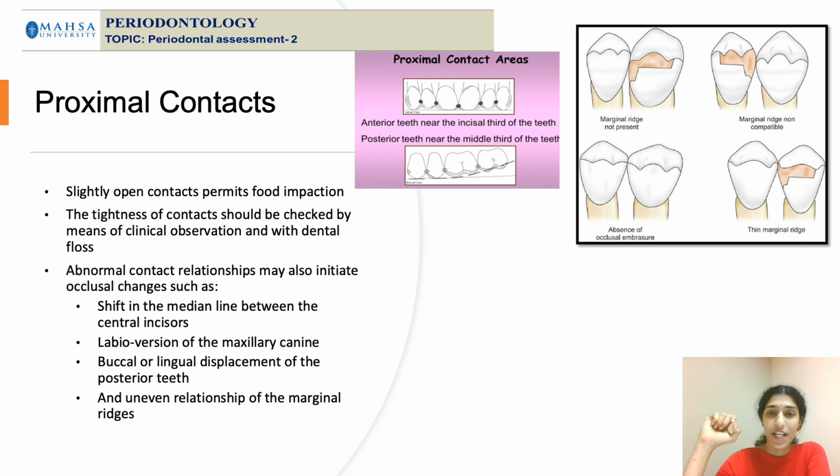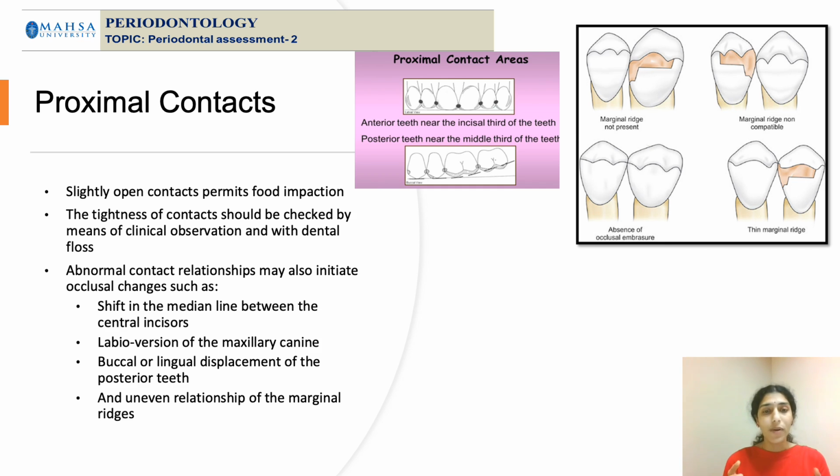Under hard tissue examination findings, one of the most important relevant features which we need to examine is proximal contacts. Proximal contacts have a huge impact on the periodontium, because any slight open contact can cause food impaction. Food impaction can lead to inflammation and even pocket formation, ultimately periodontal bone loss. The tightness of the contacts can also be verified by passing dental floss, which you all know from when you do your class 2 restorations, right?